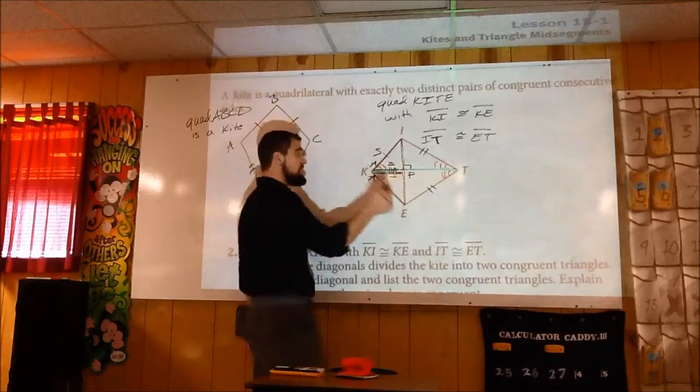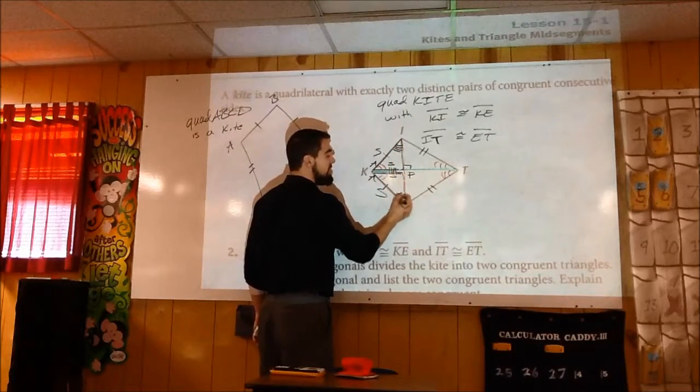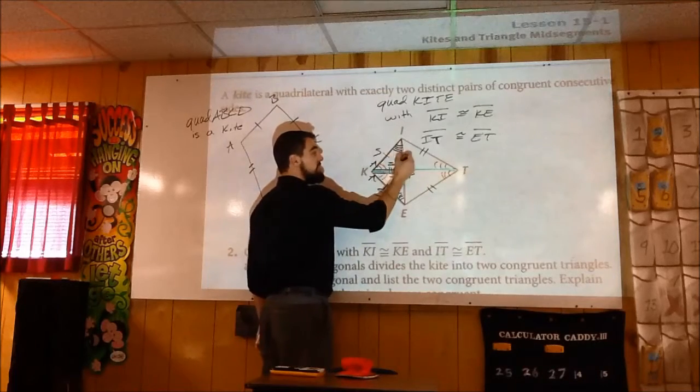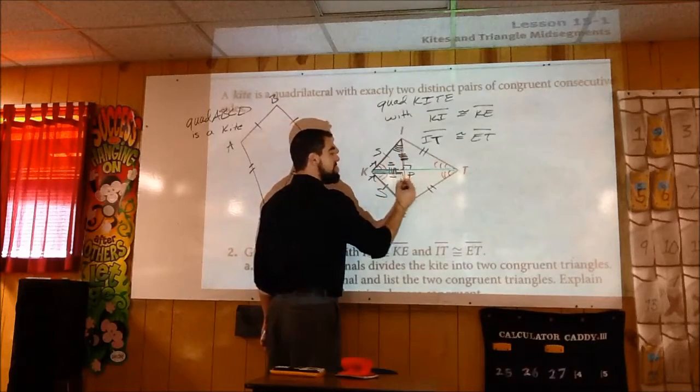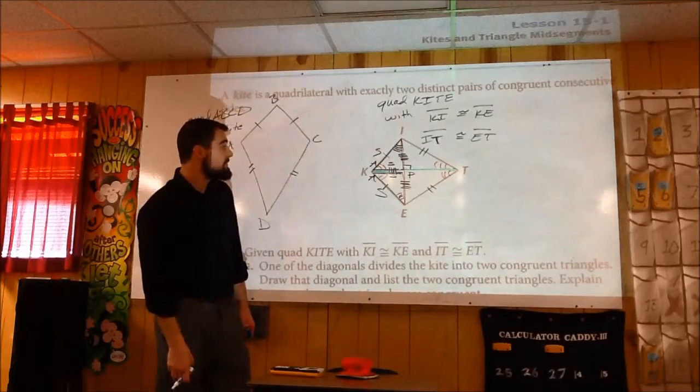So we know that this angle here is congruent to that angle there, because those are corresponding parts. We know these two angles are congruent. We know these sides. I'm having to add a bunch of marks of congruency because there's a bunch of stuff going on in this diagram.